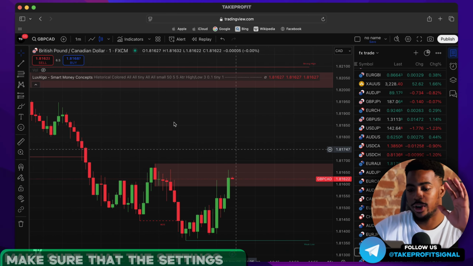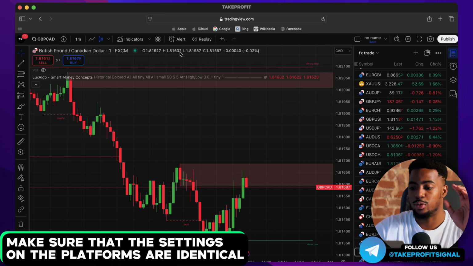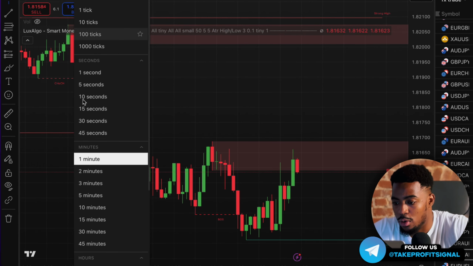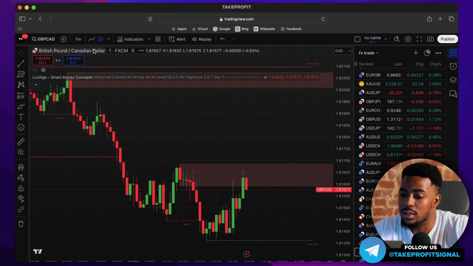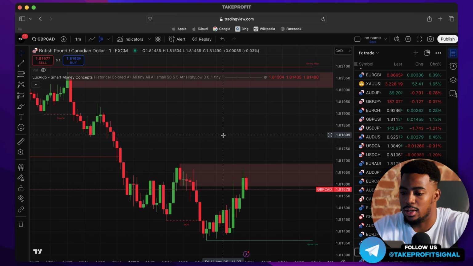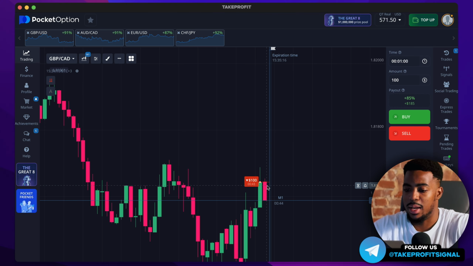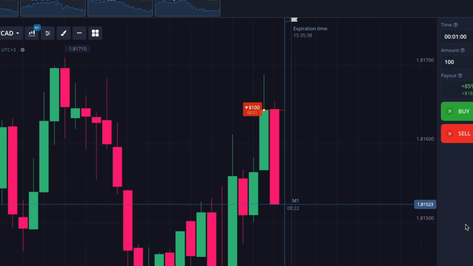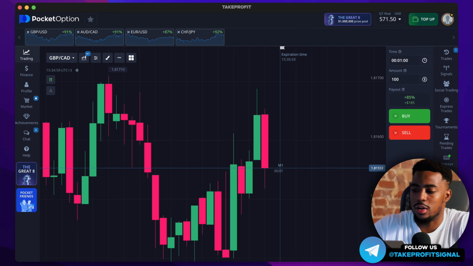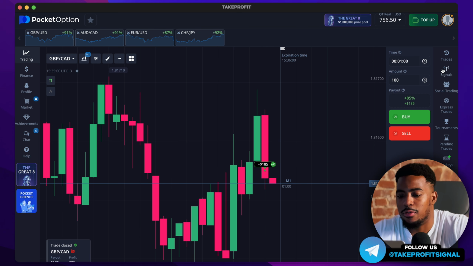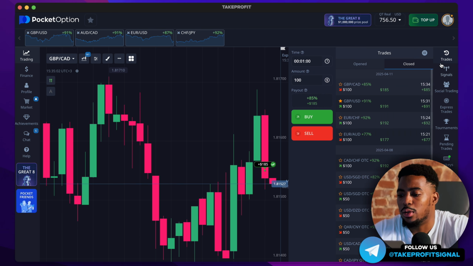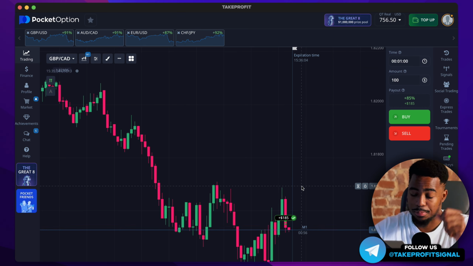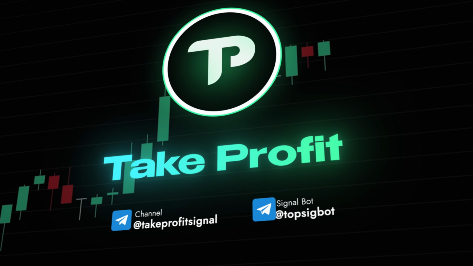Also, don't forget to set the same settings on TradingView. Here we also set the time frame to 1 minute and make sure to select the candlestick chart type so that it matches exactly with our Pocket Option platform. We have a very confident trade closing now. This is the 4th trade overall and the 3rd one using the strategy. Let's find 1 or 2 more situations and then summarize.